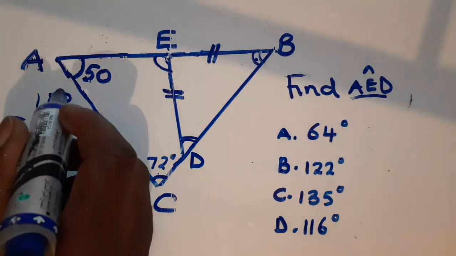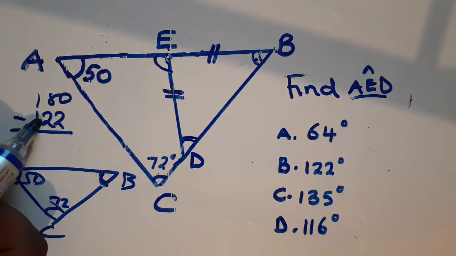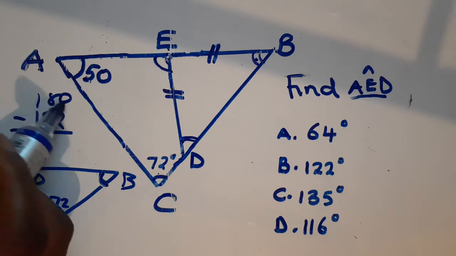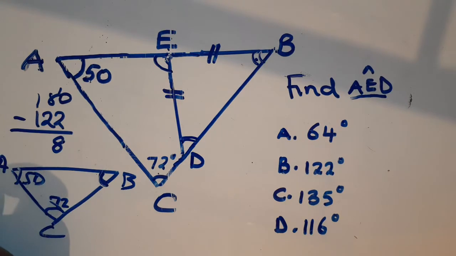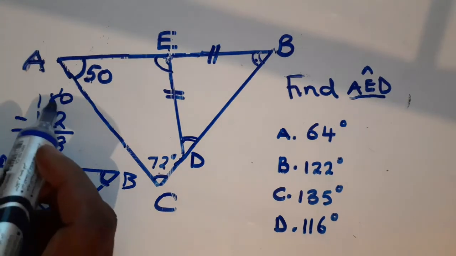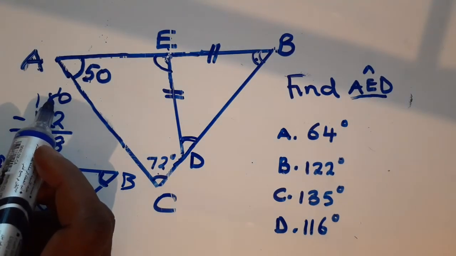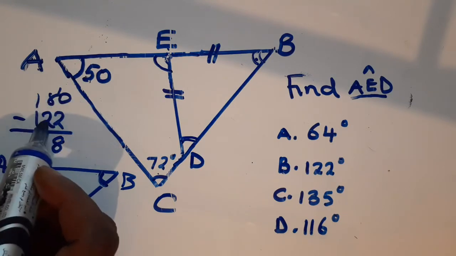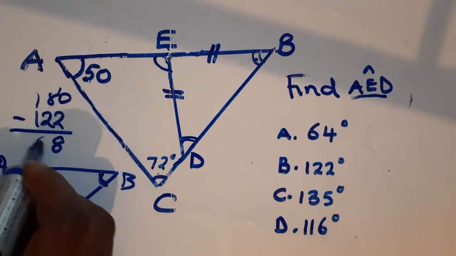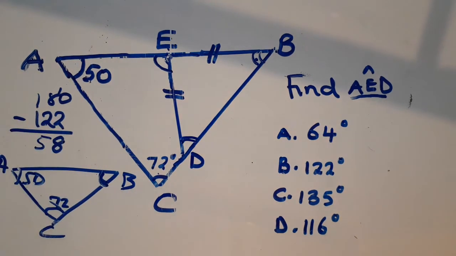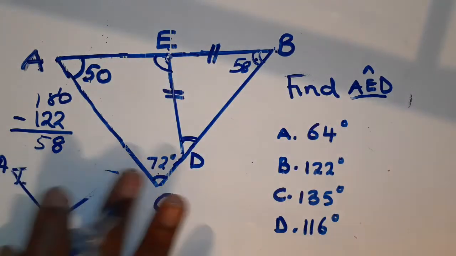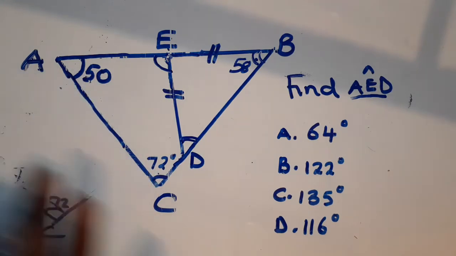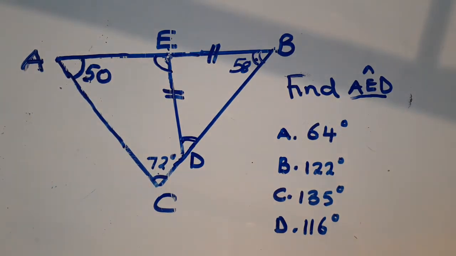We subtract 122 from 180, what do we get? This is going to give us 10. We're getting 8 here, isn't it? Now remember, here we remained with what? 7. 7 minus, we're getting 7 minus 2, we're getting 58. So what are we saying here? This angle here is 58. All right? The angle there is 58.